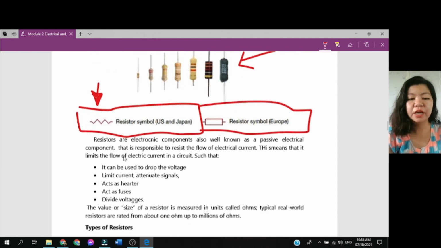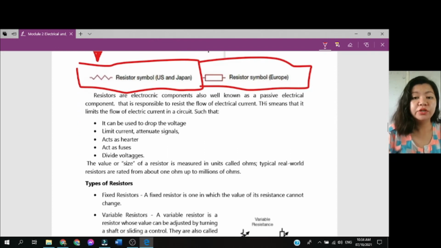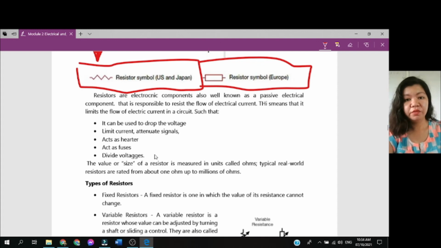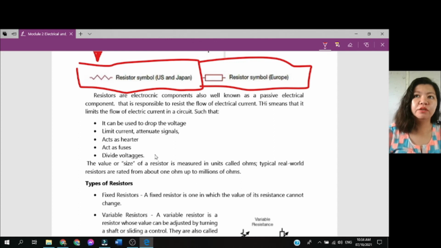assign it into our diagram. So resistors are electronic components, also well known as passive electrical components, and are responsible to resist the flow of electrical current. So this means that it limits the flow of electric current in a circuit para to drop the voltage, to limit the current, attenuate signals. It can also act as heater, act as fuses, and divide voltages. So it's the simple go-to electrical component if we don't need much of an effort to do such things.